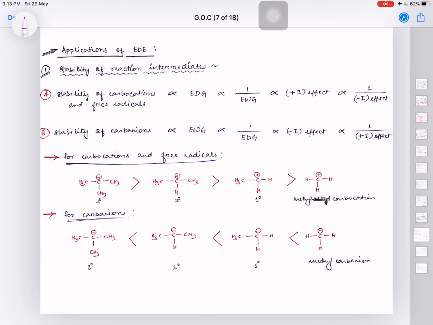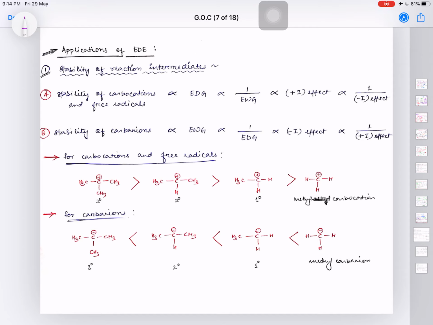Okay, so let us come to the applications of electron displacement effects. The first application is that we can find out the stability of intermediates. Intermediates means carbocations, carbanions, and free radicals. Carbocations and free radicals are both stabilized by electron donating groups, so their properties will be the same. And carbanions are stabilized by electron withdrawing groups.